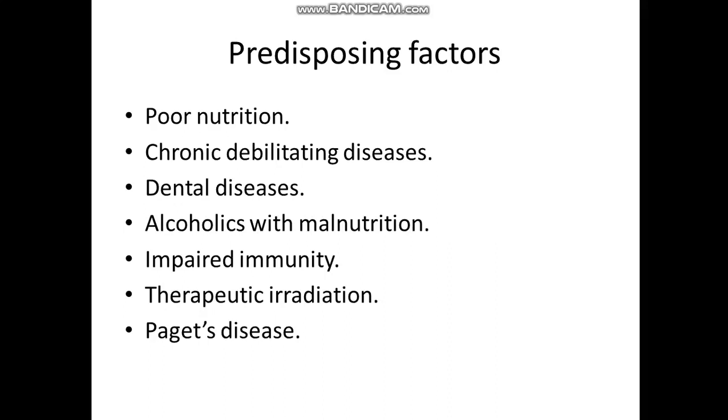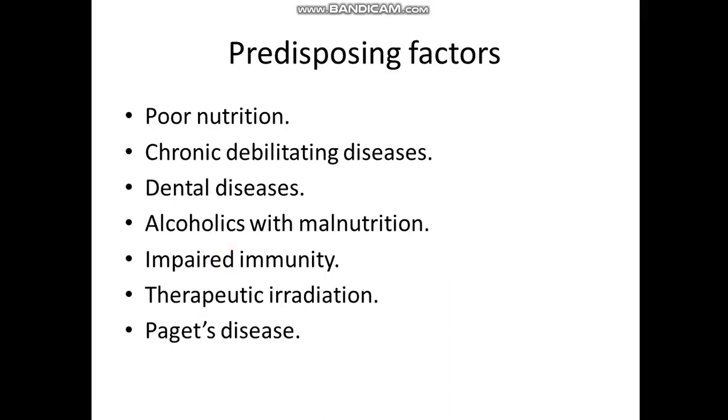In general, these predisposing factors include poor nutrition and chronic debilitating disease, such as diabetes mellitus. A diabetic patient is more predisposed to development of osteomyelitis. Dental disease, which could be periapical, periodontal, or pericoronal. Actually, sometimes osteomyelitis could develop after tooth extraction if there is infection. Alcoholics with malnutrition and impaired immunity. As we can see, most of these factors are related to the immunity of the patient.